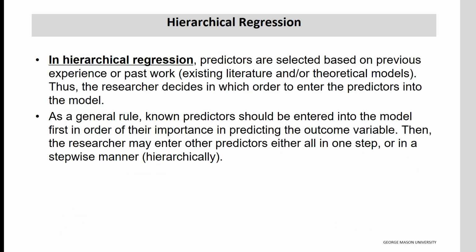In hierarchical regression, predictors are selected based on previous experience or past work, such as existing literature or theoretical models that have been used in previous studies. Therefore, the researcher decides in which order to enter the predictors into the model. As a general rule, known predictors should be entered into the model first in order of their importance in predicting the outcome variable. Then the researcher may enter other predictors either all in one step or in a stepwise manner, or what we call hierarchically.